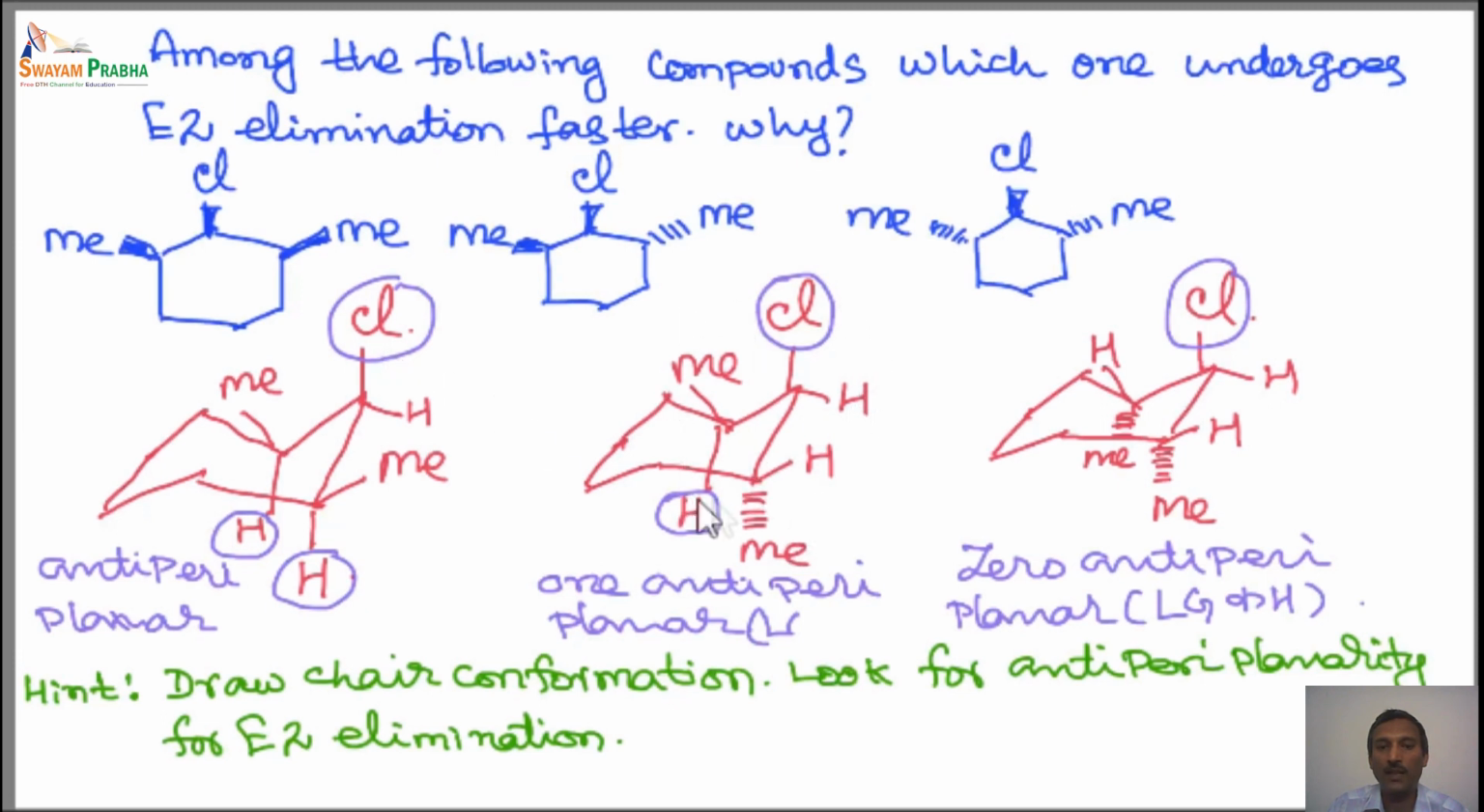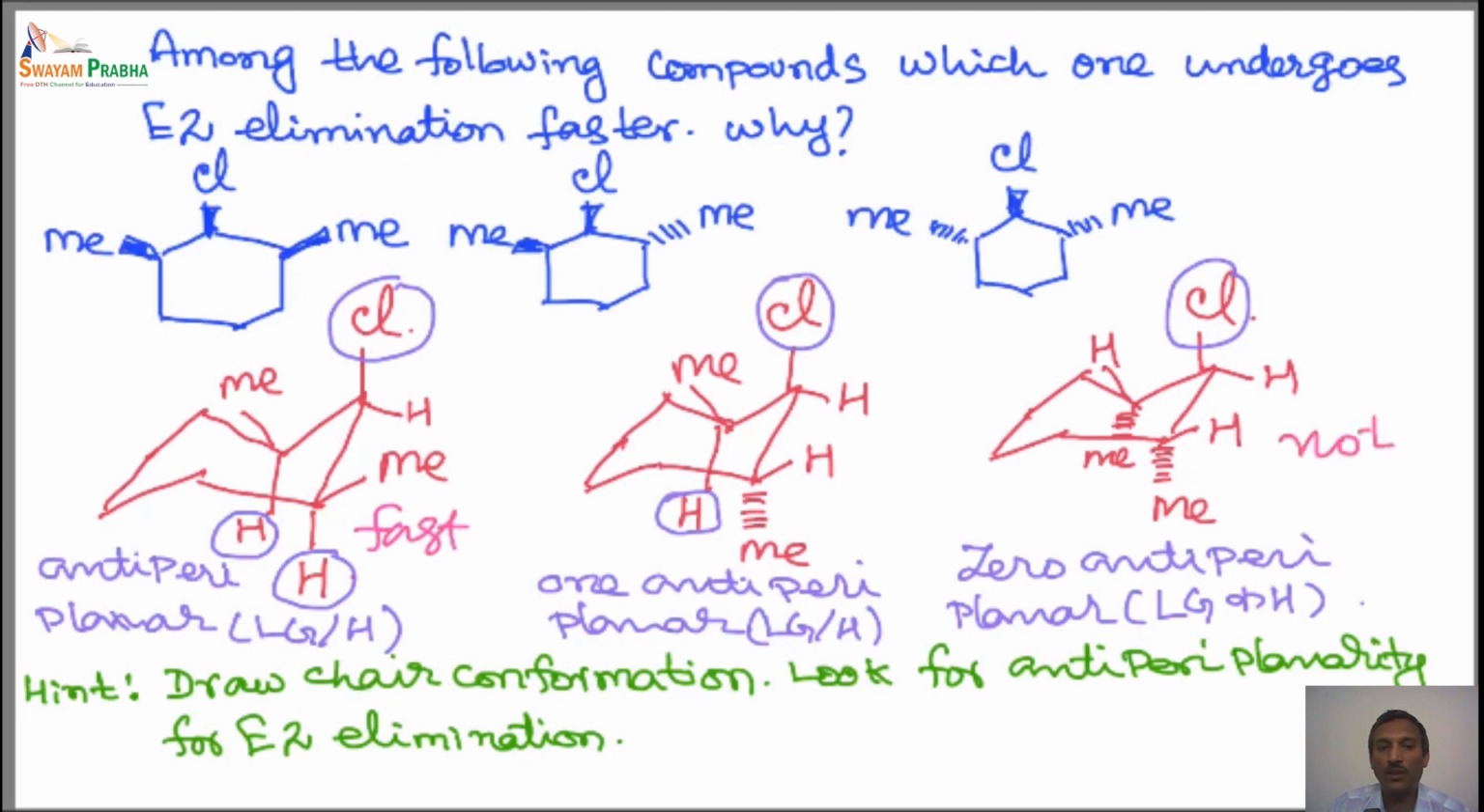And in this second case we have one chlorine, but the second position here is actually occupied by the methyl group, and the hydrogen is only in the axial orientation. So that means these two are not in anti-periplanar arrangement. This chlorine and this proton only are in the anti-periplanar arrangement. And in the last case, both methyl groups occupy the anti or the trans orientation to the chlorine. So that means this particular substrate does not have any anti-periplanar chlorine and hydrogen arrangement.